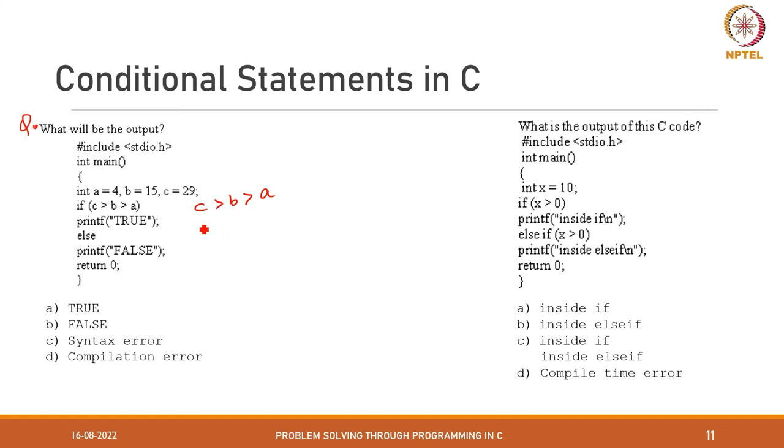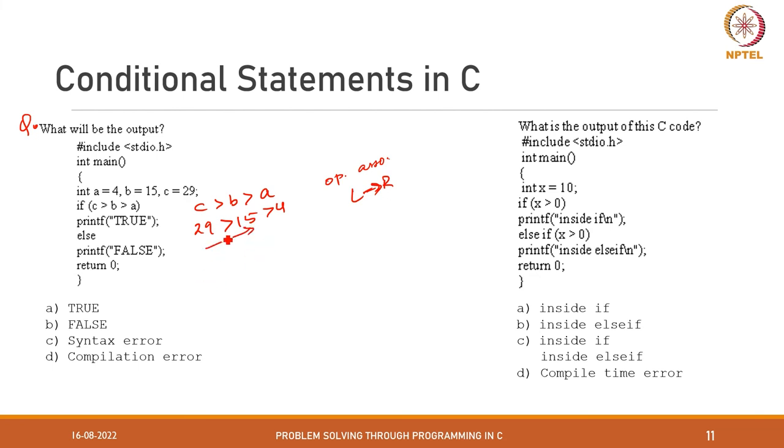Okay, so let's see what happens here. So 29 greater than 15 greater than 4, right? Both are greater than operations, that is relational operations, and now operator associativity, as you remember, is from left to right. You have two similar precedence operations, that is the greater than operation, and the operator associativity for relational operators is from left to right. So we'll evaluate like this.